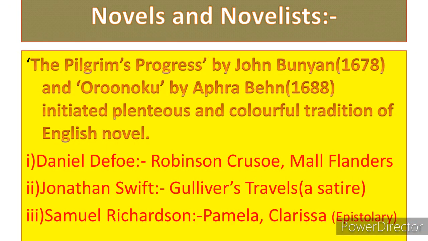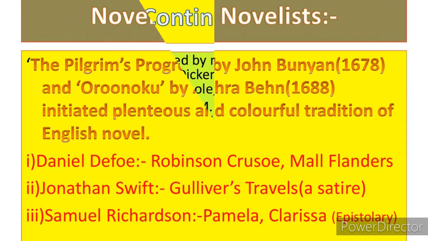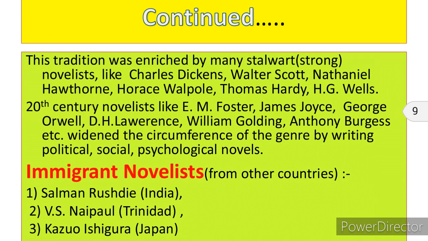Let's talk about novels and the novelists. The Pilgrim's Progress by John Bunyan, 1678, and Oroonoko by Aphra Behn, 1688, initiated the plenteous and colorful traditions of the English novel. Then the first is Daniel Defoe's Robinson Crusoe, Moll Flanders, then Jonathan Swift's Gulliver's Travels, that is a kind of satire. Then Samuel Richardson's Pamela, then Clarissa, that is epistolary. This tradition was enriched by many stalwart, that is strong, novelists like Charles Dickens, Walter Scott, Nathaniel Hawthorne, Horace Walpole, Thomas Hardy, H.G. Wells, etc.